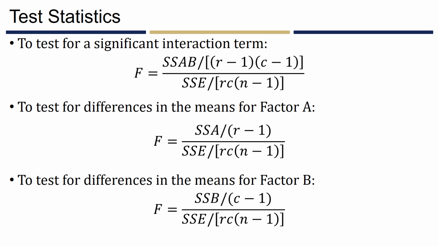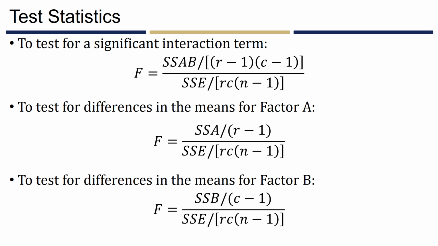For each set of hypotheses, we have a different test statistic. Notice that there are 2 similarities across all 3 of these test stats. Each of them follows an F distribution, and the denominator is the same in each of the test stats. Each of them has a denominator equal to the sum of squares due to the error, SSE, divided by the number of categories in the row variable R, times the number of categories in the column variable C, times n minus 1, where n is the number of observations per cell.